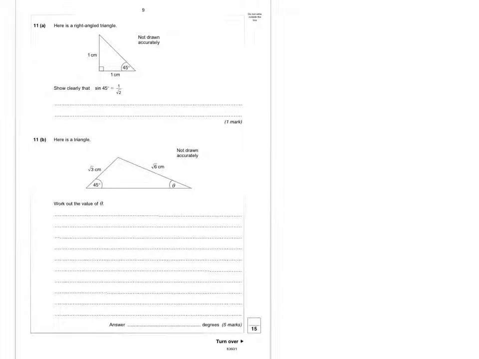Question 12. Show clearly that sine 45 is 1 over root 2. Okay, using Pythagoras, I know that 1 squared plus 1 squared equals c squared. So c is equal to the square root of 2. The opposite, the hypotenuse. So sin 45 equals opposite over hypotenuse, which is equal to 1 over root 2.